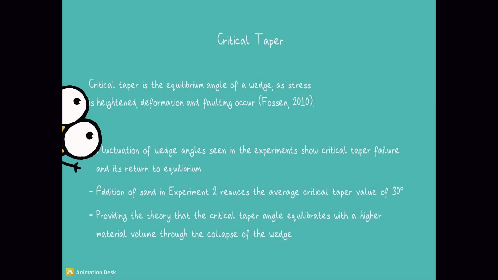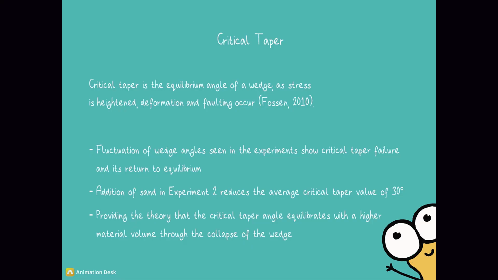Fossman states the critical taper is the equilibrium angle of a wedge. As stress is heightened, deformation and faulting occur. The results seen in experiment 2 exhibit a fluctuation of wedge angles, providing a clear example of when critical taper fails and where the material returns to its equilibrium.